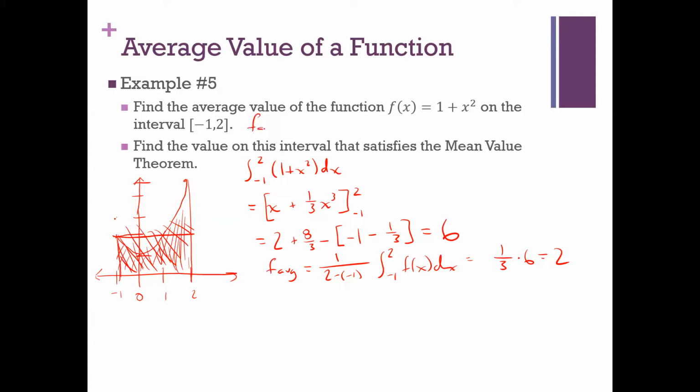So the average value is 2. Any questions about how we got the average value there? All right, now I want to find the value on that interval that satisfies the mean value theorem. So basically what I'm looking for is, over this interval, where is the function equal to its own average?